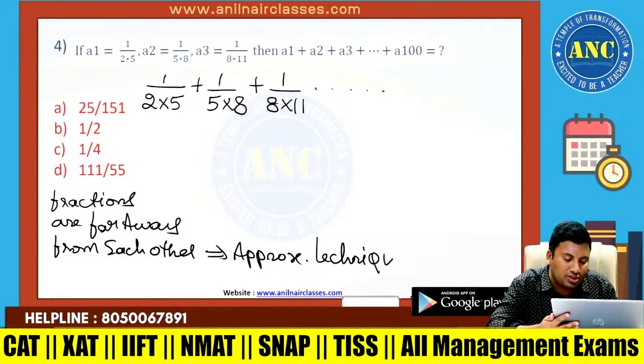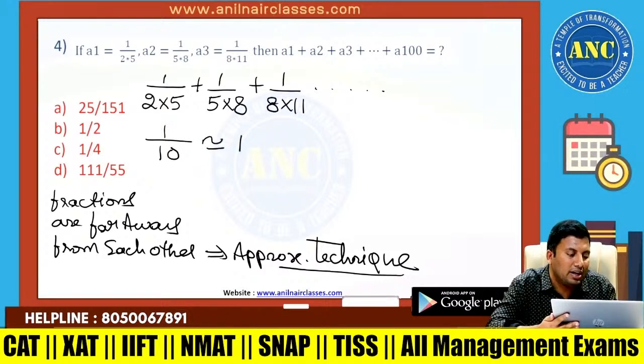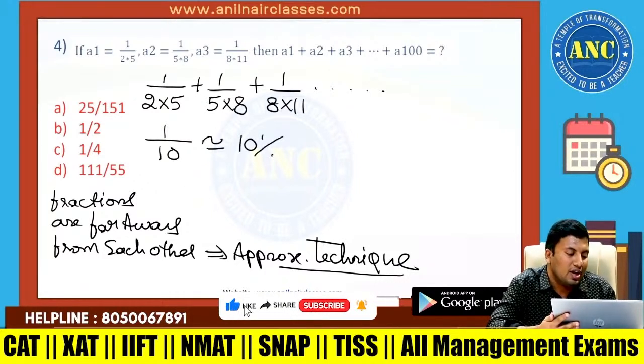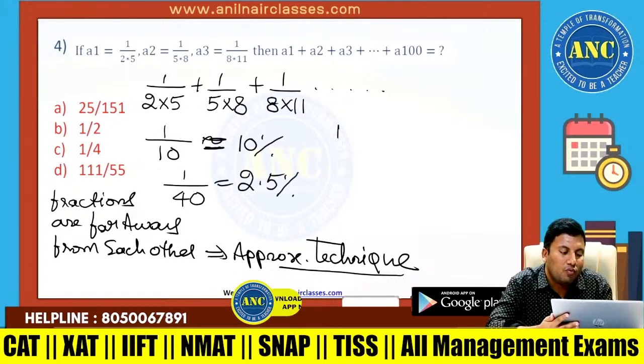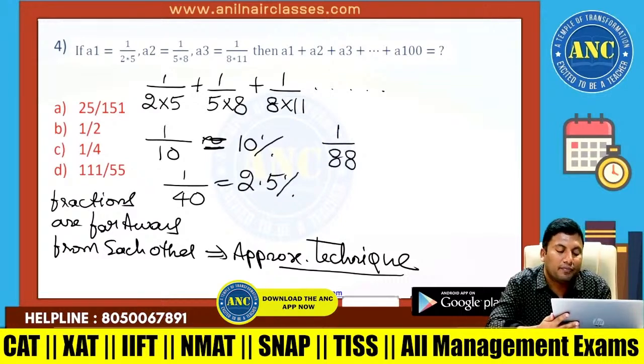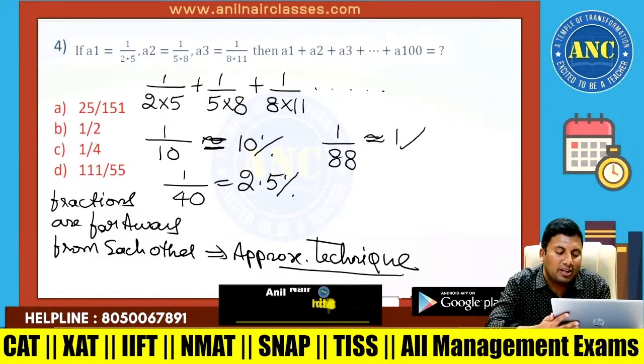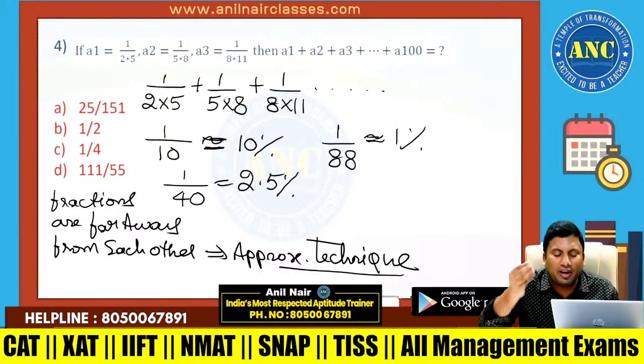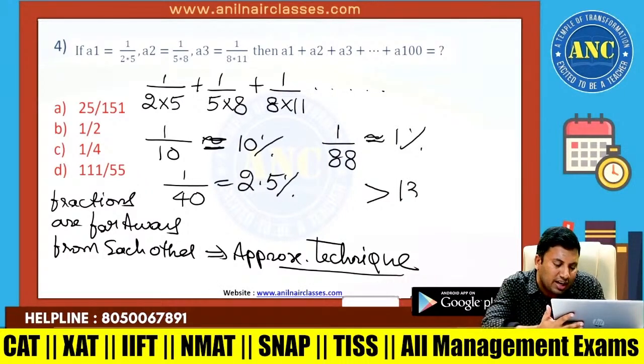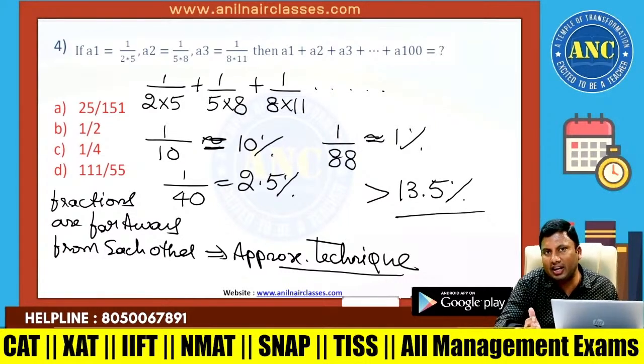What is this approximation technique? 1 by 2 into 5 is 10. 1 by 10 is 10%. 5 into 8 is 40. 1 by 40 is 2.5%. 1 by 88 is closer to 1%. 10 plus 2.5 plus 1, the answer should be just greater than 13.5%. 1 by 2 is 50%.